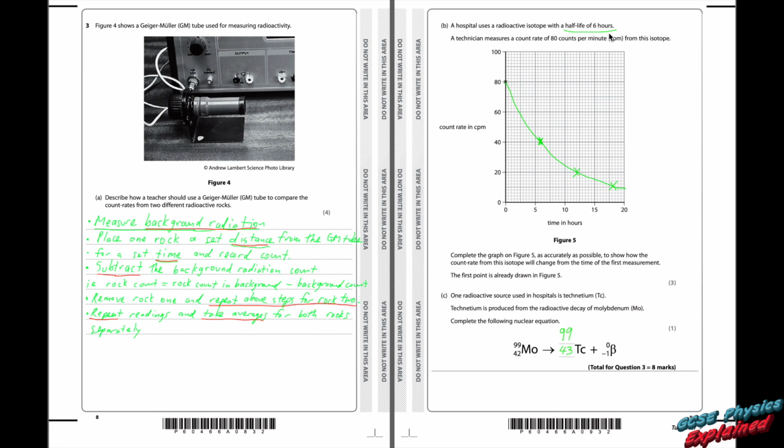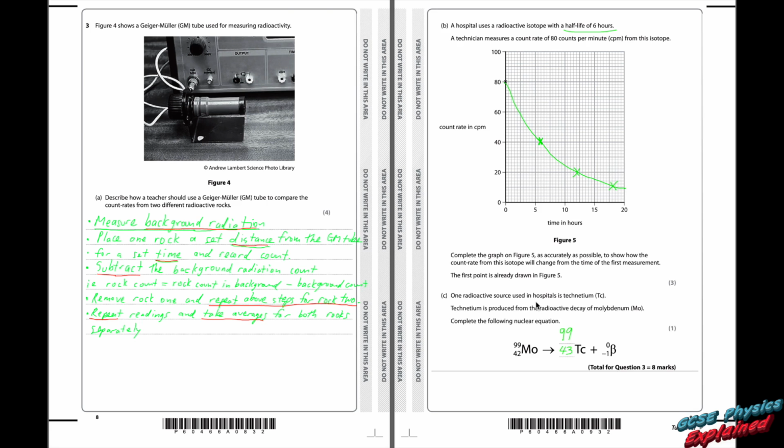So a half-life of 6 hours means every 6 hours, whatever the activity is, it's going to halve. So at a time of 0, the activity is 80. So 6 hours later, it's going to halve down to 40. And then another 6 hours later, so 12 hours, it's going to halve from 40 down to 20. And then another 6 hours, so at 18 hours, it's going to halve from 20 down to 10. Okay, and you always get a graph that comes down like this. It's an exponential shape.